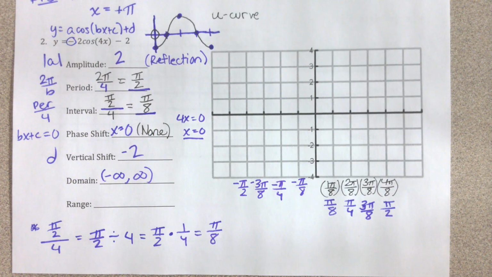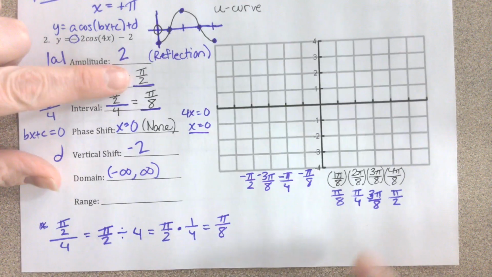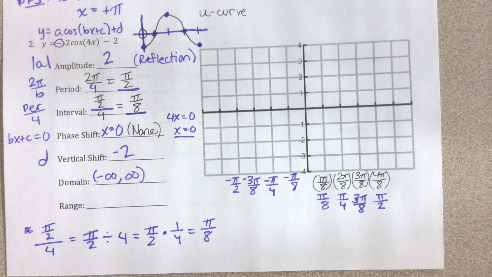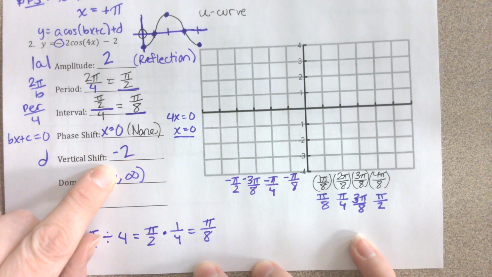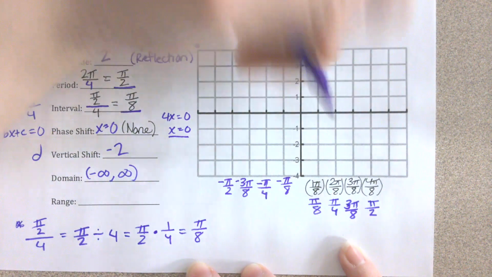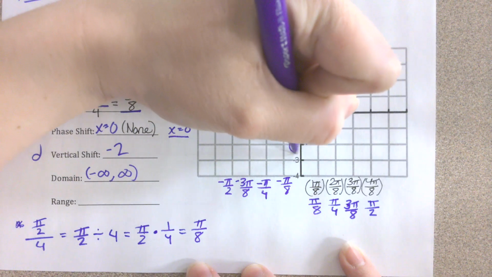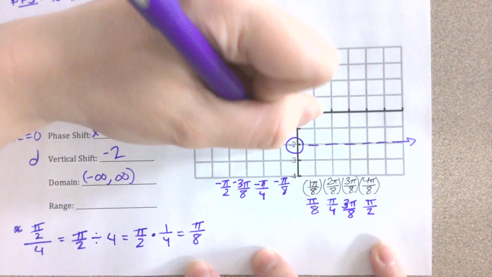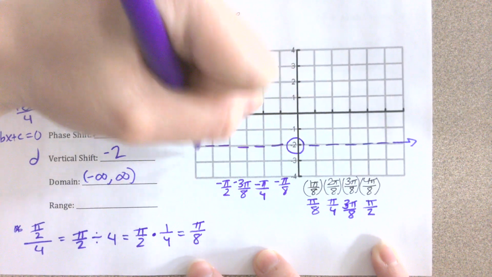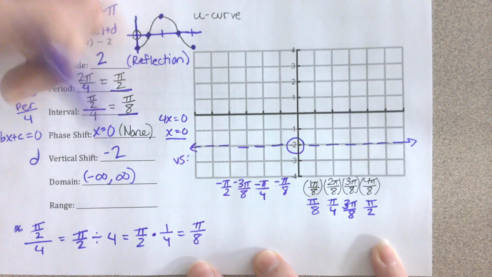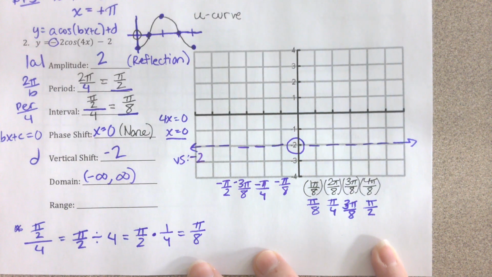Now we need to figure out where we're starting. Again, make sure your period lines up with the last interval. Phase shift, we have none this time. We do have a vertical shift of -2. So we're going to go down to -2. And since this is my only shift, I can go ahead and place my circle here. Horizontal line through that for the vertical shift. Vertical shift of -2. And then we can start graphing.